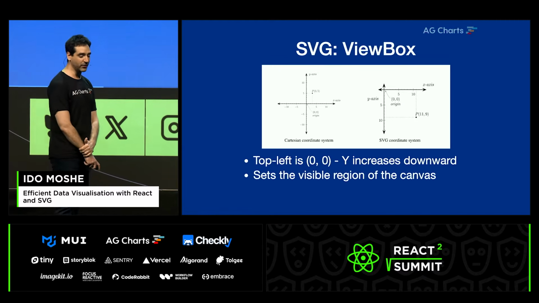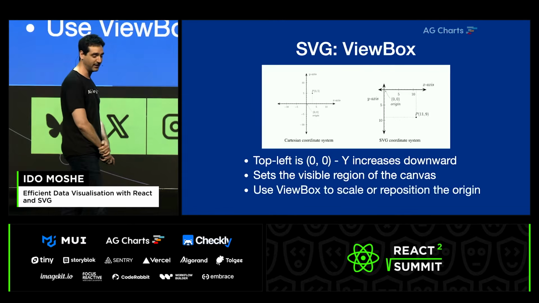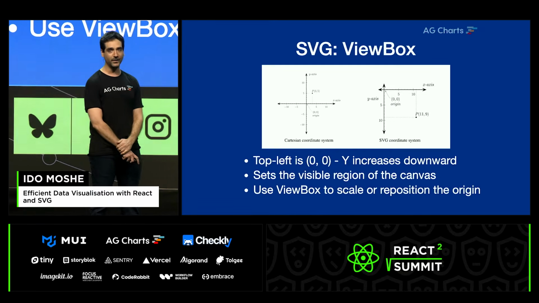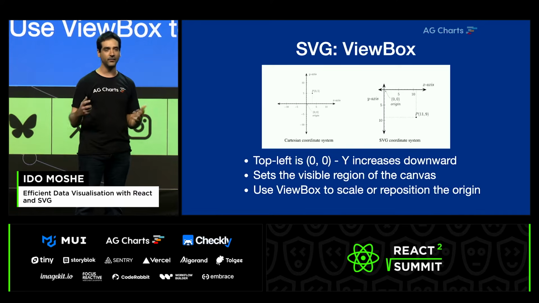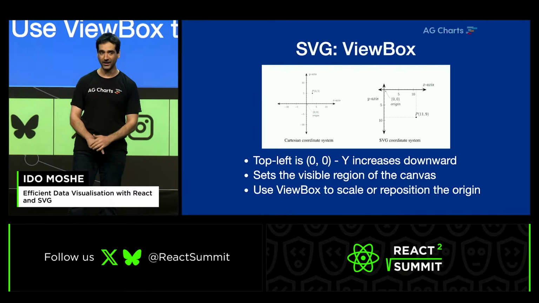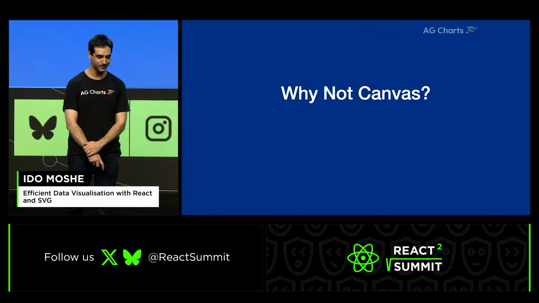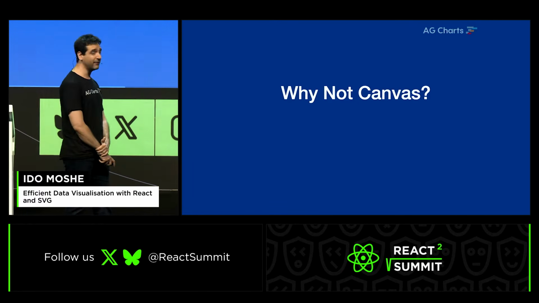We're basically going to use the viewBox to set the visible region of the canvas, as I said. The reason to do that is if we want to make our SVG image scalable, or if we want to reposition the origin point, which, again, we'll see in a minute. Why not use Canvas anyhow?